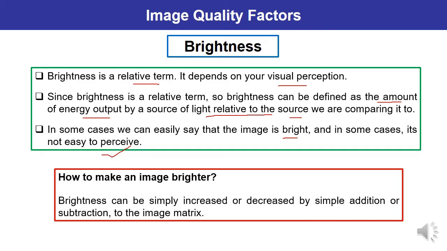How to make an image brighter? What kind of functions can be applied? So brightness can be simply increased or decreased by adding or subtracting something from the image matrix. We know that image can be represented as a matrix. So if we add something to each and every pixel intensity of the image, brightness can be increased. If we subtract something from each and every image intensity level, brightness can be decreased.